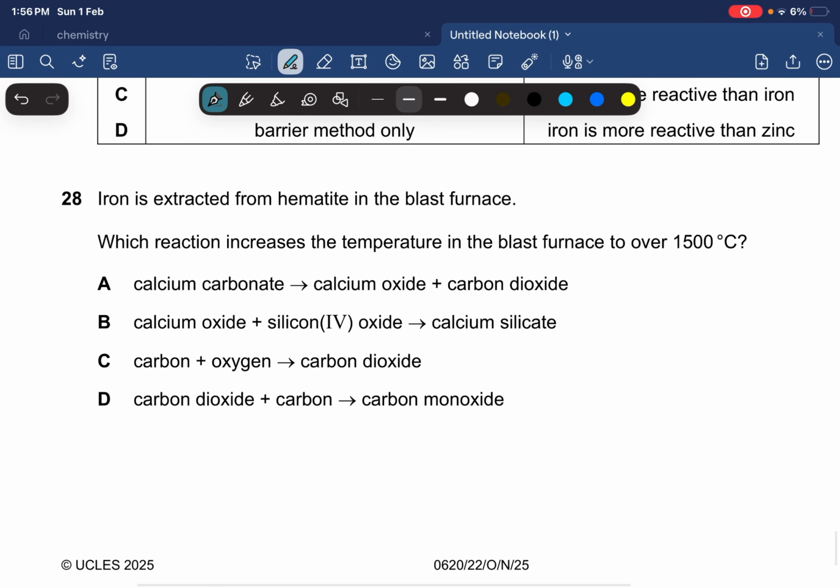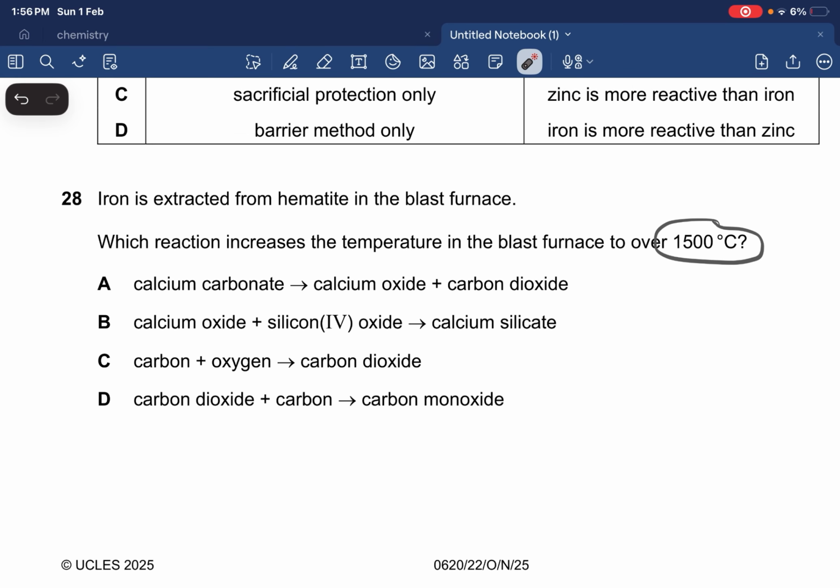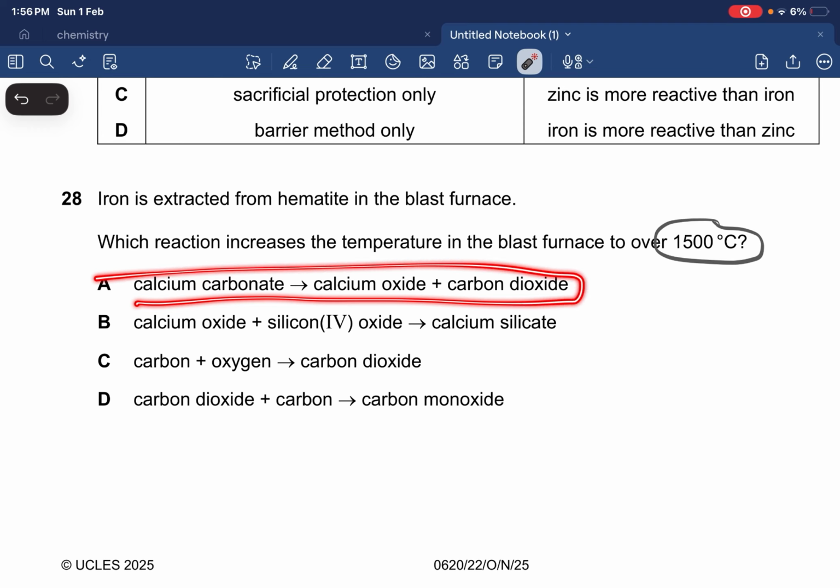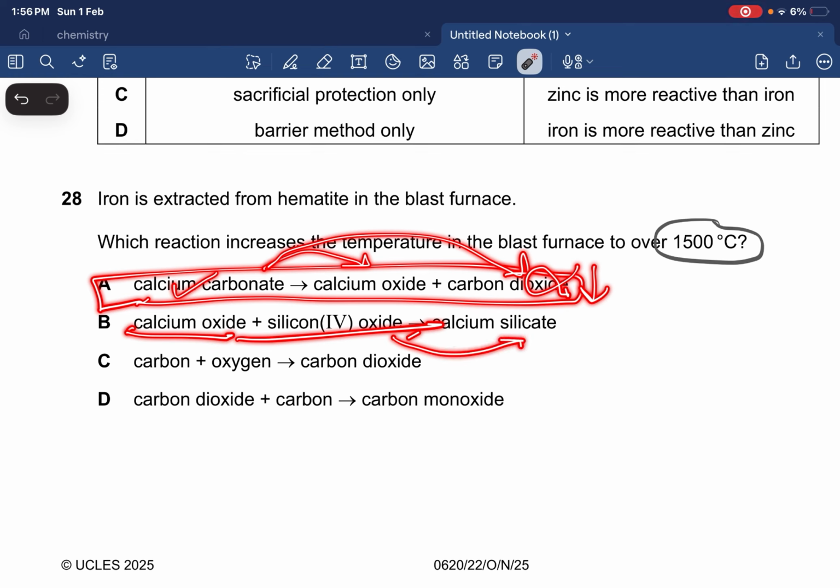Iron is extracted from hematite in a blast furnace. Which reaction increases the temperature in the blast furnace to over 1500 degrees Celsius? This is a decomposition reaction. You have calcium carbonate, you're decomposing it to calcium oxide and carbon dioxide, so definitely not. This is not going to increase, this is going to decrease. Calcium oxide plus silicon(IV) oxide forming calcium silicate. This is an acid-base reaction, right? You have a basic oxide and an acidic oxide reacting.